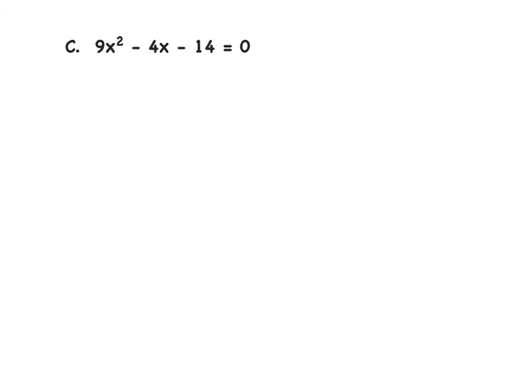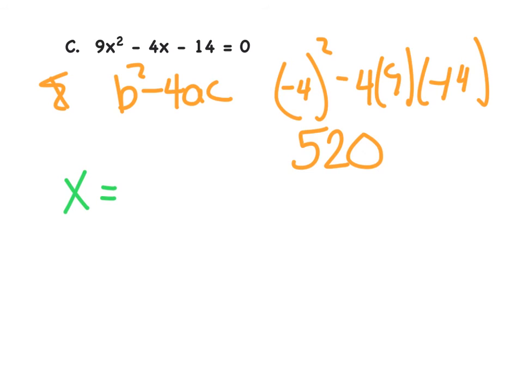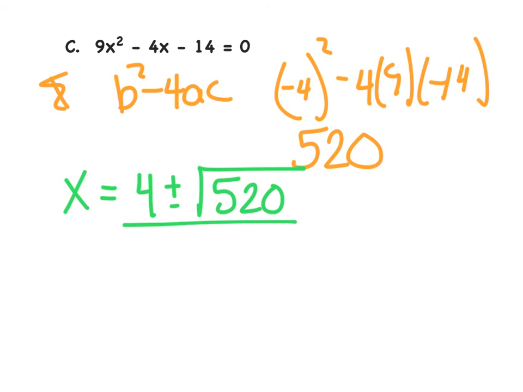All right, 9x squared minus 4x minus 14. So let's go get just our discriminant. b squared minus 4ac. So notice, parentheses, -4 squared minus 4 times 9 times -14. Oh baby, I get, what is that, 520? All right, so that'll help me with my solutions. Because I'm going to say it's x equals -b plus or minus the square root of 520 divided by 18.